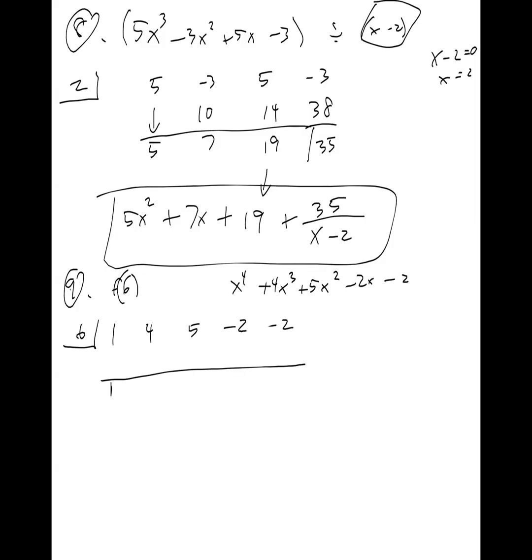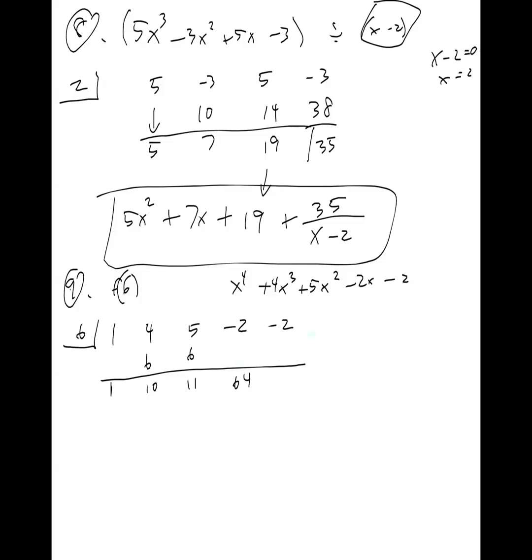So bring down the 1, multiply by 6, add, multiply by 6, add, multiply by 6, add, multiply by 6. Wow, okay, 6 times 60 is 360. 6 times 4 is 24. 384. Add that up. Wait, I think I'm doing something wrong. Hold on. 1, 4, 5, -2, -2. And I'm plugging in 6. So 1 times 6 is 6. 4 plus 6 is 10. Oh, I did do something wrong.